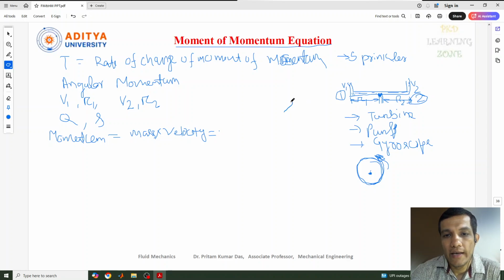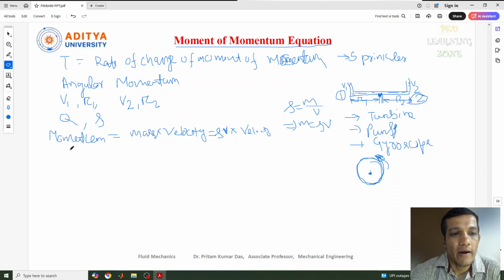In the place of mass, we know that density equals mass by volume, so I can write here mass equals rho into V. So this one I can write as rho into V into v. Here the first V is volume, and here it is velocity. Now this is the momentum of the fluid.